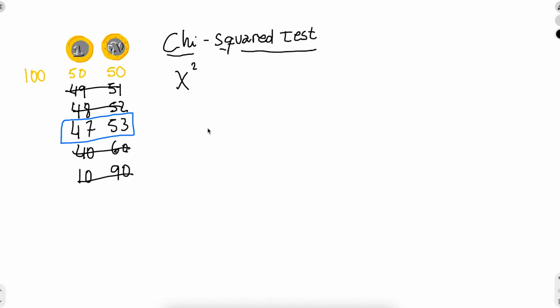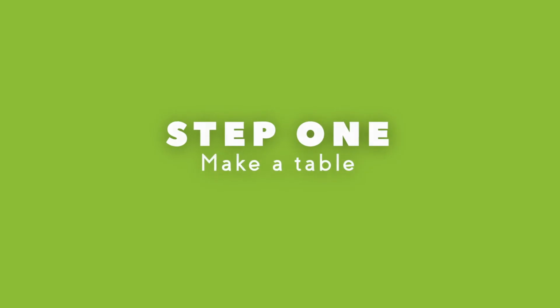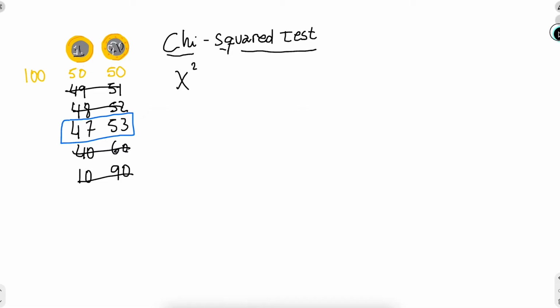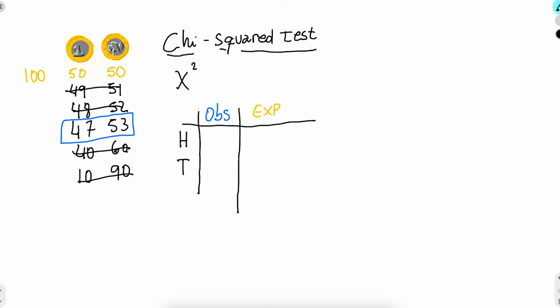So the first thing you are going to do is create a table. Here you have what you observed in blue, what you expected, and what you had: heads and tails. Beautiful. What did I observe here for heads? 53. And for tails, I observed 47. I was expecting 50 for each.